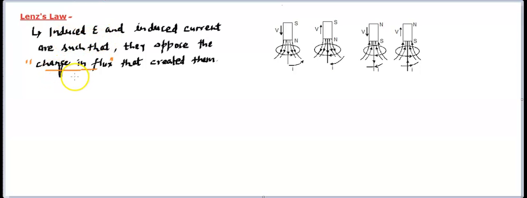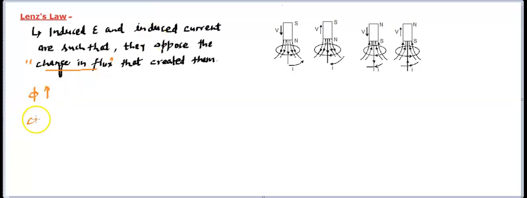Now change in flux will be of two types. Either flux will be increasing. So if the flux is increasing, then induced current will try to bring down that flux. That means induced current will be in such a way that it will produce its own magnetic field, and that magnetic field will try to reduce the flux that was increasing. So another flux will be coming in and the current will try to reduce that flux.